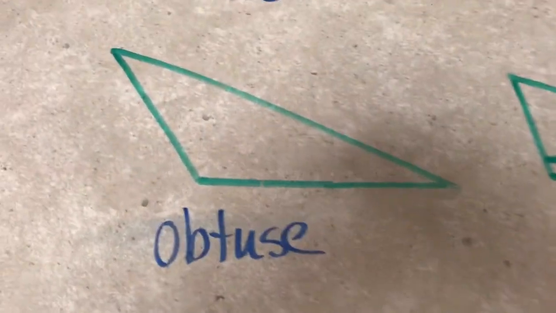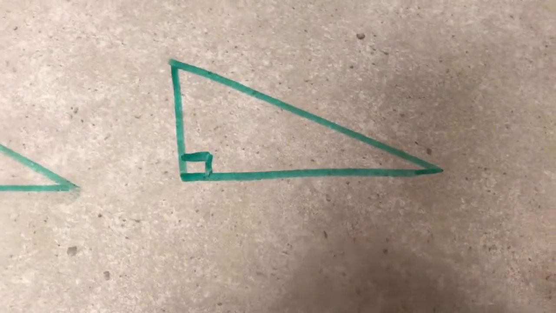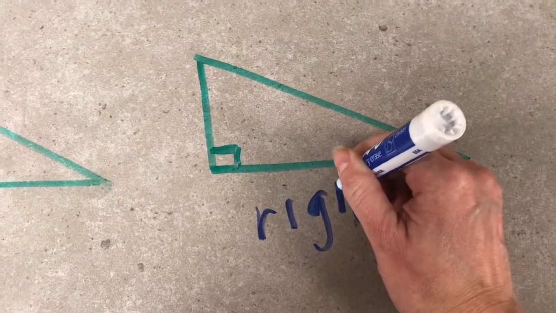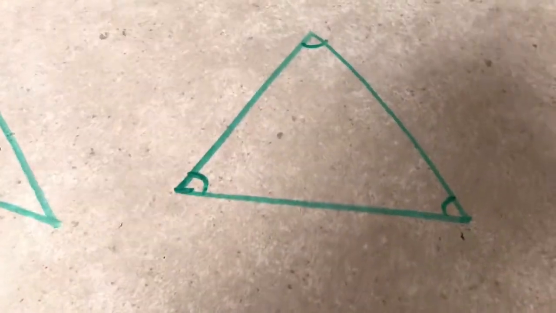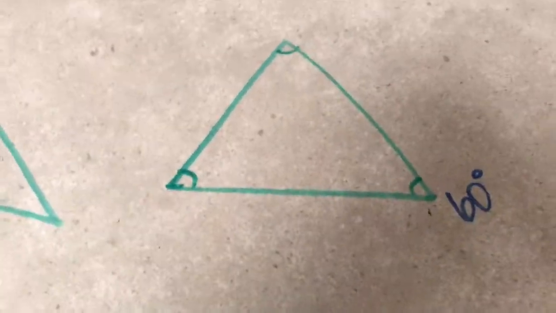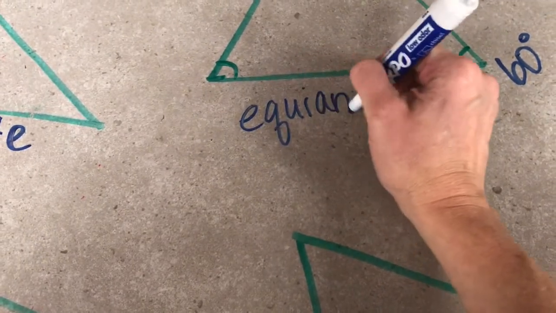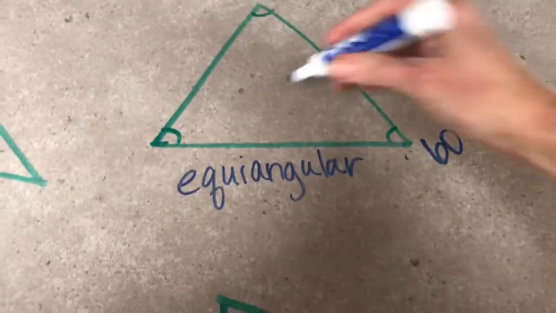So this is an obtuse triangle, a triangle with one obtuse angle. Here, this triangle has one right angle. That's called a right triangle. Okay, and then this one up here, this is also acute. All the angles are the same, and in order for the sum of the angles to be 180, each of these angles has to equal 60 degrees. So technically, this is also acute. But since all the angles are the same, this is called equiangular. And if a triangle is equiangular, it's also equilateral.